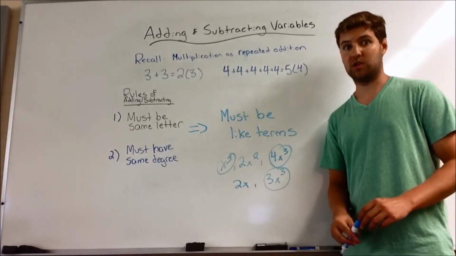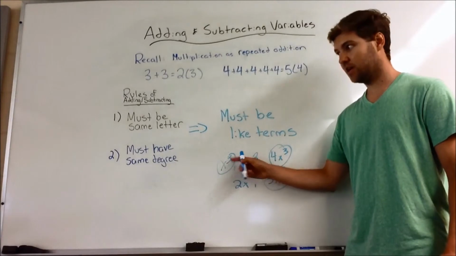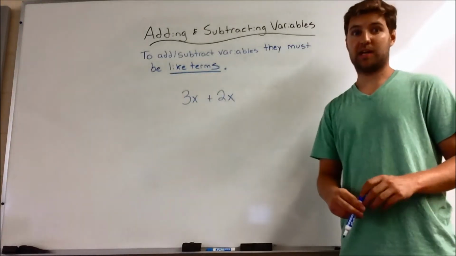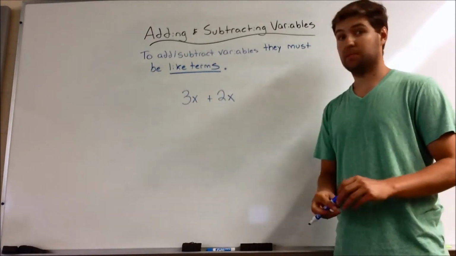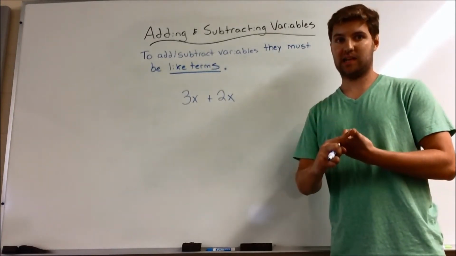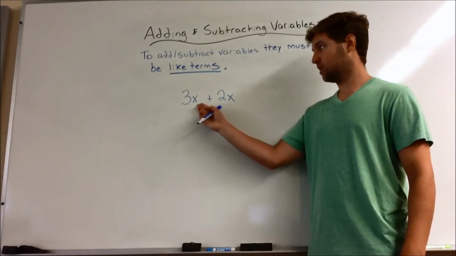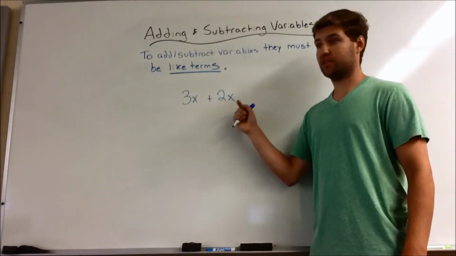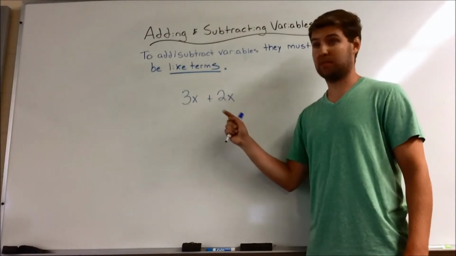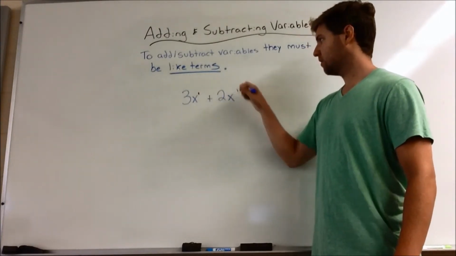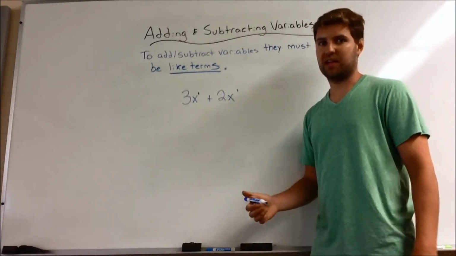Those circled ones are all like terms because they're the exact same letter, to the exact same degree, the exact same exponent. So a rule for adding and subtracting variables is they must be like terms. Exact same variable to the exact same exponents. Here's two like terms. We have a 3x plus 2x. They're like terms because they are both an x, same letter, and both have an exponent 1 there. Remember, we don't write the 1, but it's really there.